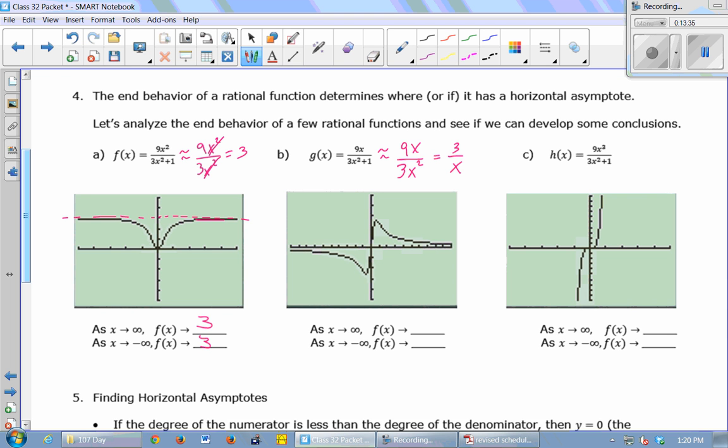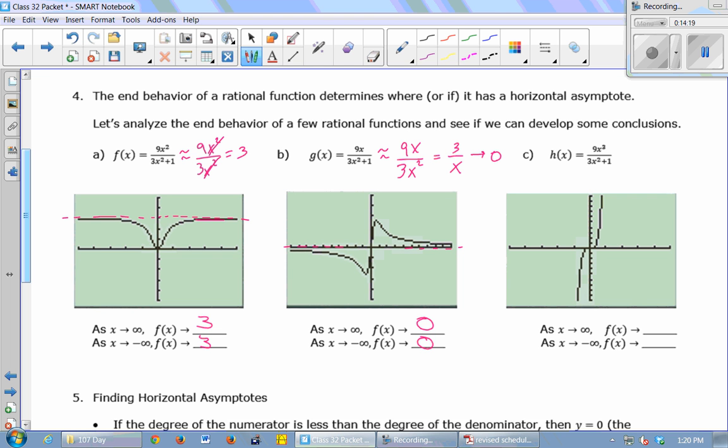Right, and what happens to 3 over x as x gets really, really, really big? It becomes very small, yeah. When denominators get bigger, the value of a fraction gets smaller. So this approaches 0. And then when you look at the graph, we do have a horizontal asymptote at 0. You can see the graph is heading down towards it and coming up towards 0 when you look at the far right and the far left. So as x approaches infinity, f of x approaches 0. And as x approaches negative infinity, f of x approaches 0.